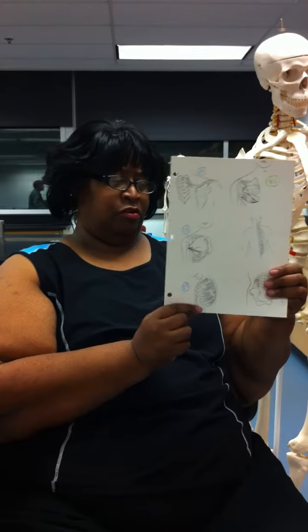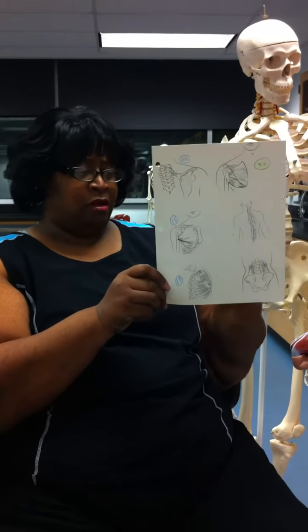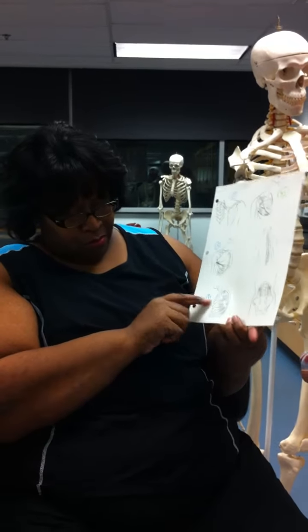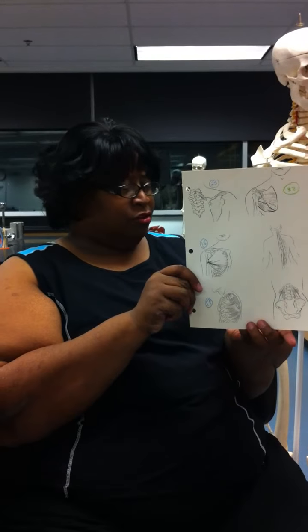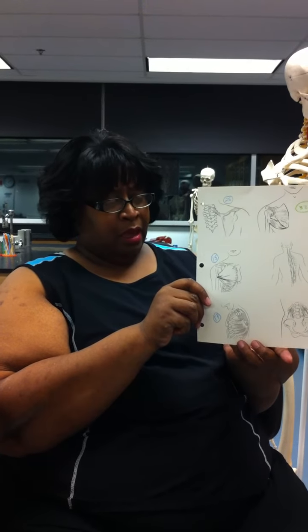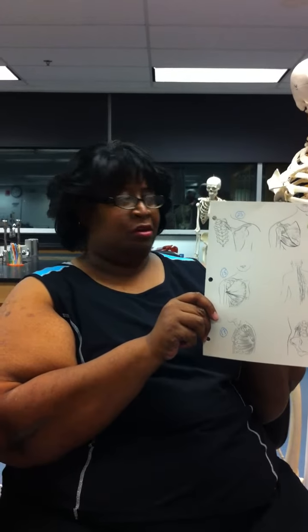Next we have serratus anterior. Serratus anterior is a very interesting muscle. It originates on ribs 1 through 8, sometimes 9. It inserts on the vertebral border of the scapula. And the action is it abducts the scapula.